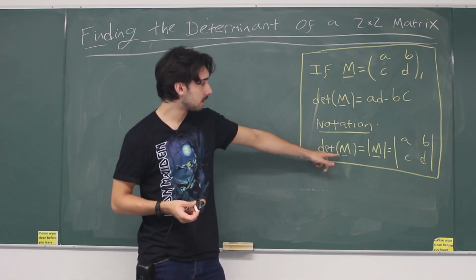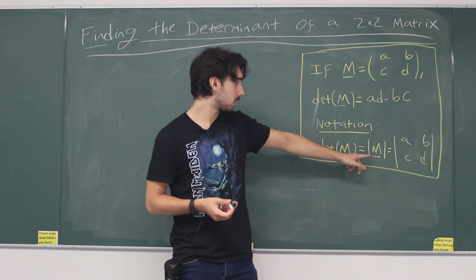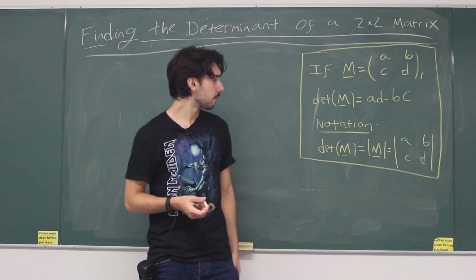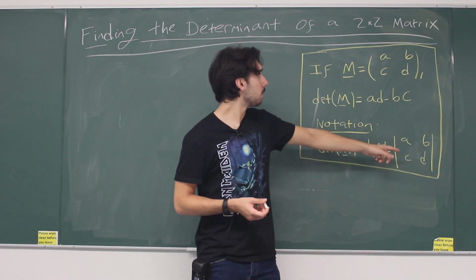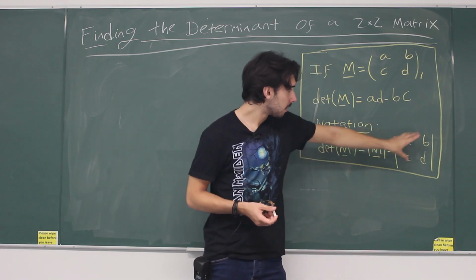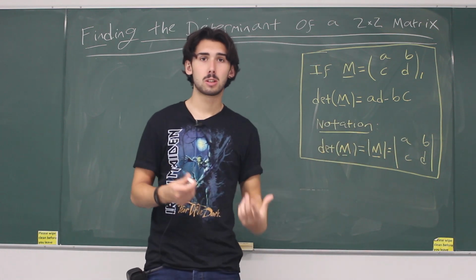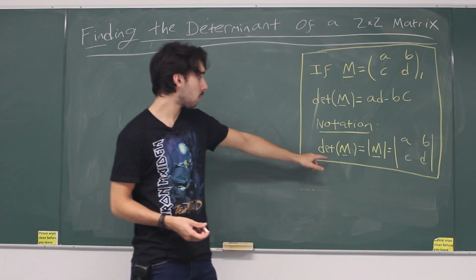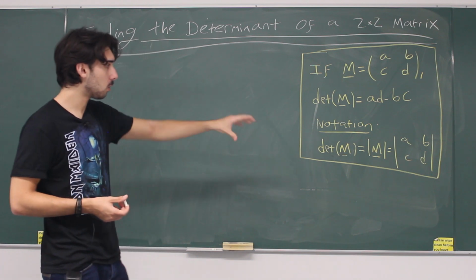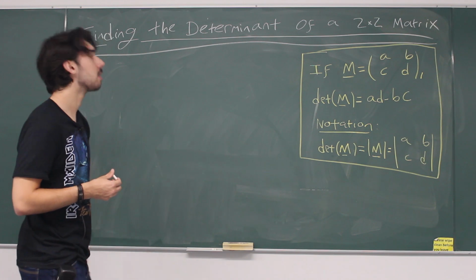Some people write det M, like determinant of M. Some people put the matrix in the absolute value signs, like the modulus signs. And some people write the matrix again, but instead of using curved brackets, they use straight lines. So if you see a matrix with straight lines, typically that's going to mean the determinant of the matrix. I tend to write with this notation, but you can mix it up. All of those 3 ways of writing mean the determinant of the matrix.